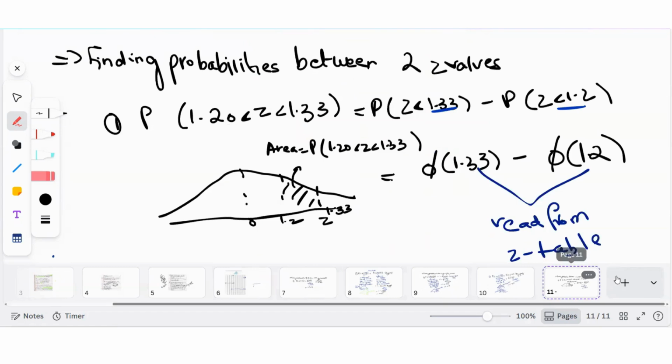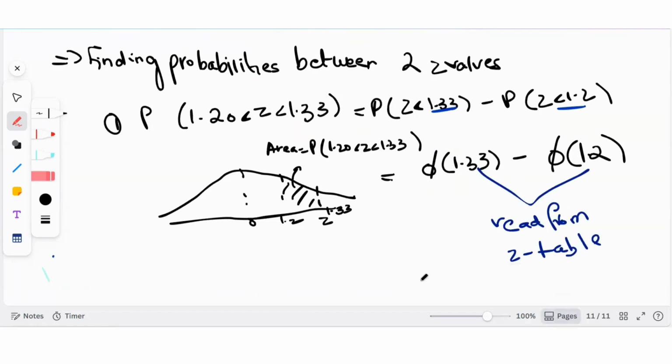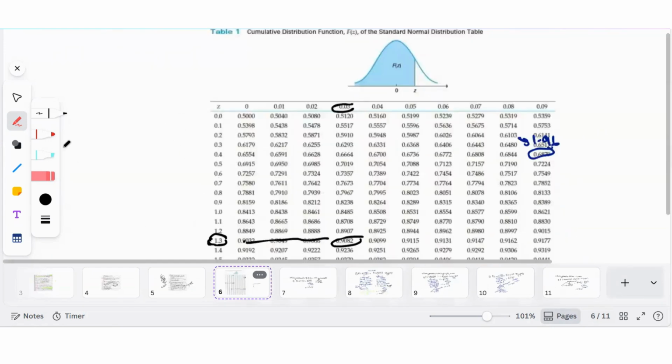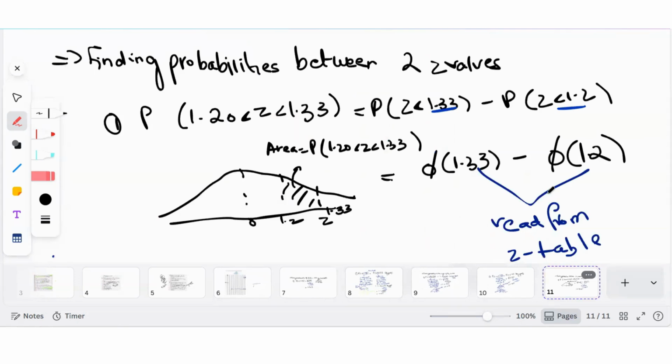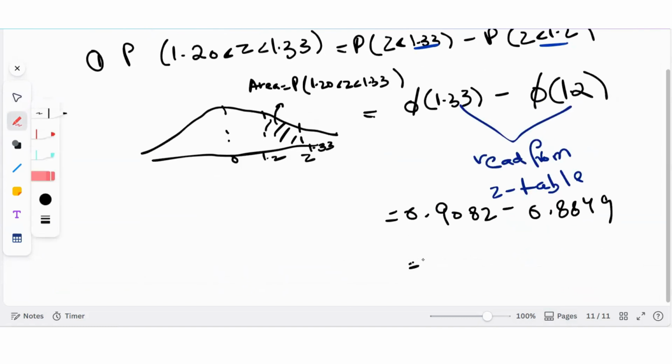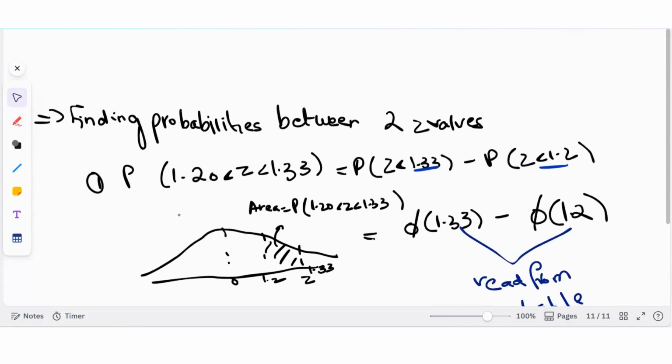So if we go back, this is 0.9082 minus, now let's see 1.2. For 1.2, the number up till the first decimal place is given over here. So this is 1.2 and the second decimal place is just 0. So it's this. So this is 0.8849. Right? So this is minus 0.8849. And then if we subtract this, this just turns out to be 0.023.